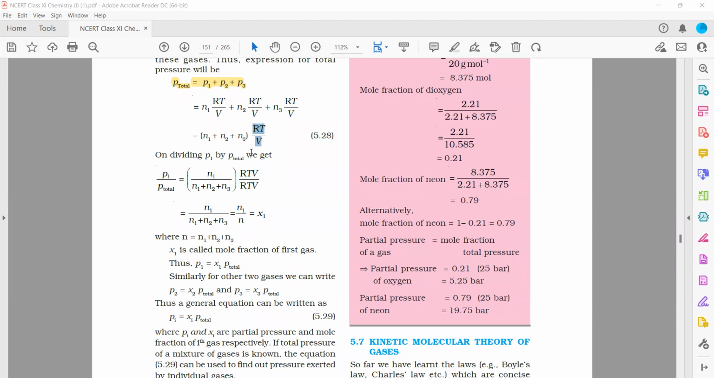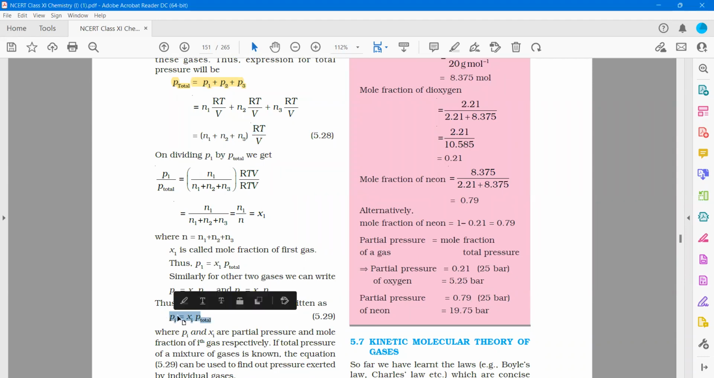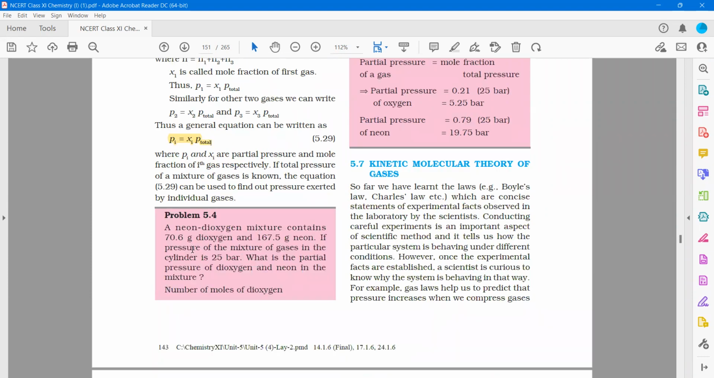Now for each gas, P1 upon P total is equal to N1 upon N1 plus N2 plus N3, right? That means P1 upon P total equals X1, the mole fraction of 1. So P1 equals the mole fraction of 1 into P total. This is a very important equation that comes into the picture. The partial pressure of 1 will be equal to the multiplication of the mole fraction of 1 into the total pressure.